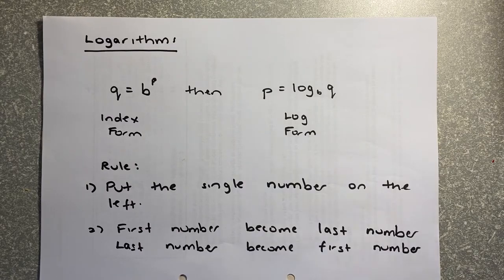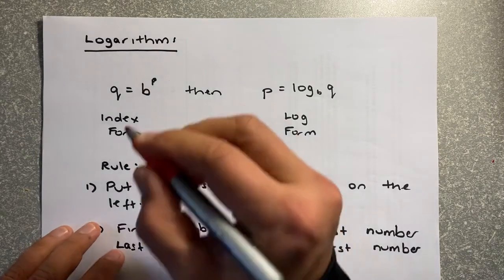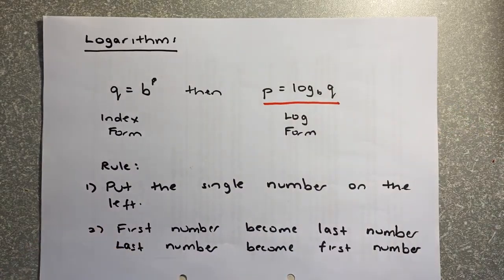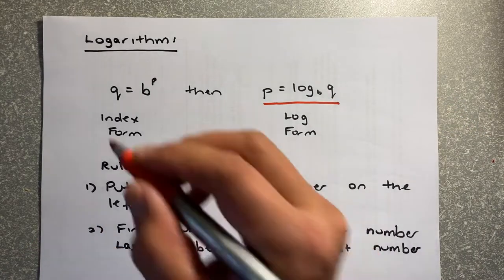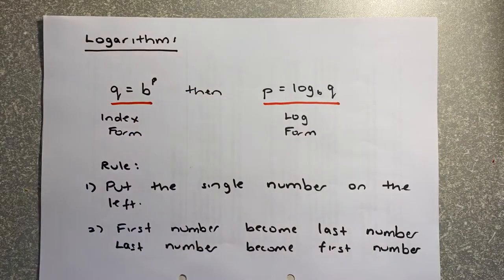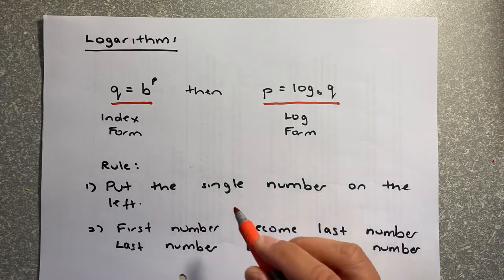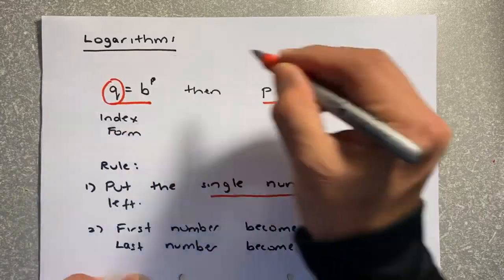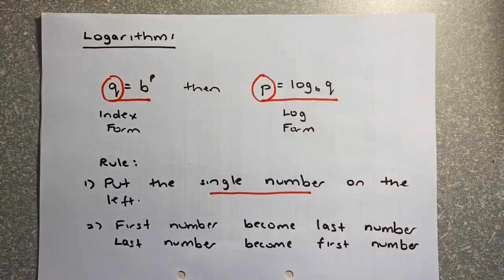So the rule about logarithm is that if you are given a log question, P equals log to the base b of Q, you are able to change it into an index form or a power form, and they are interchangeable. So the rule to know how to change interchangeably, these are the two rules. Put the single number on the left. You can see Q and P are single numbers, so they are always put on the left.